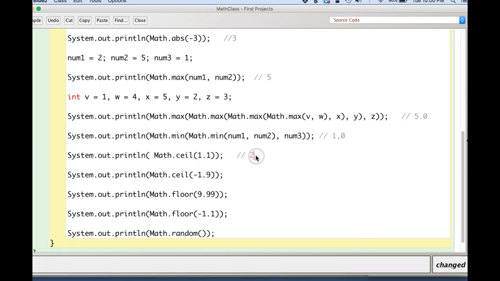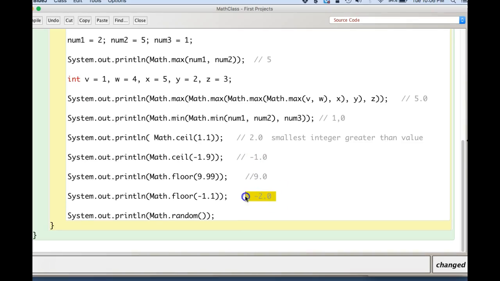Okay. This one right here, it does a ceiling. The ceiling means it's the smallest integer greater than the value that's in there. So what's the smallest one greater than that? Well, that's 2. If you look at the next one, the ceiling of a negative, still the smallest integer greater than the value. So what's the smallest integer greater than that? Well, that would be negative 1.0.